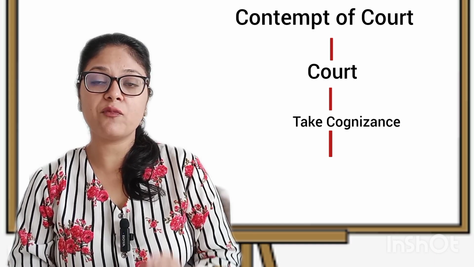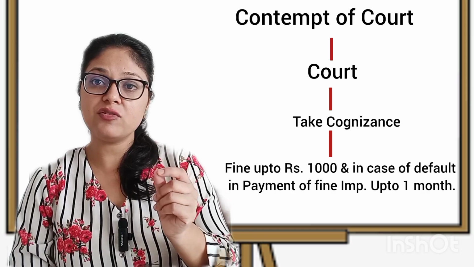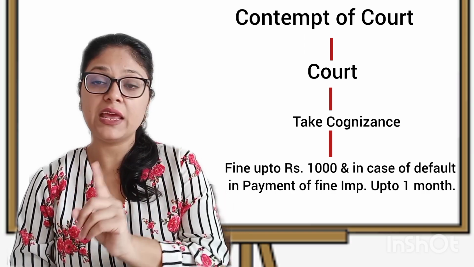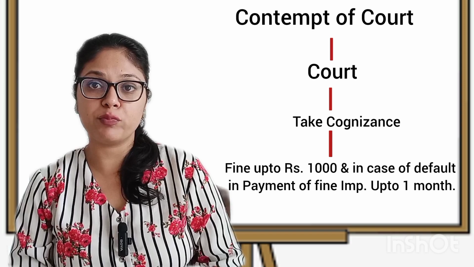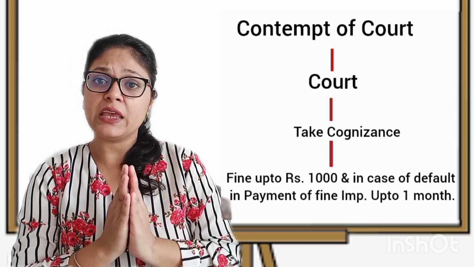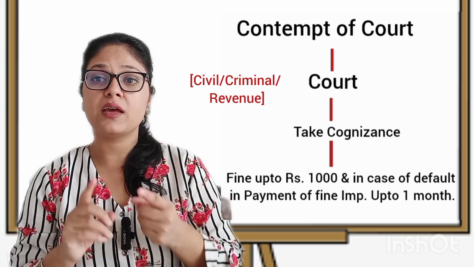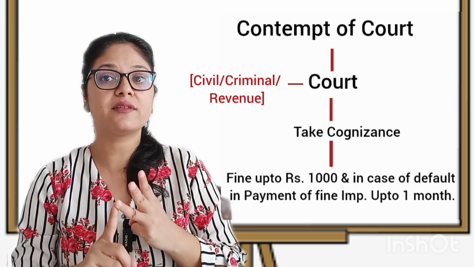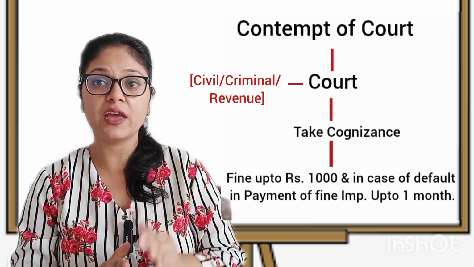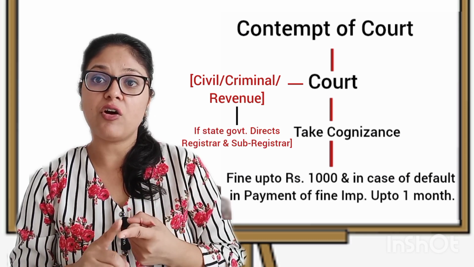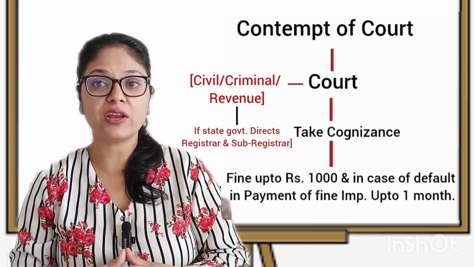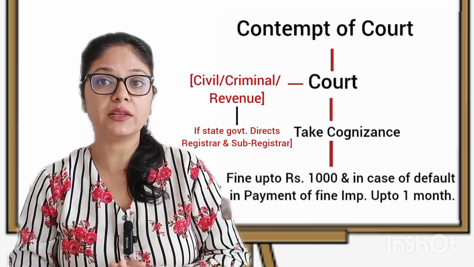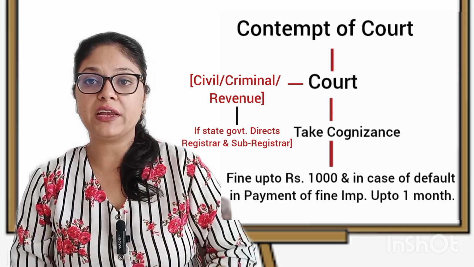The court can sentence him with fine up to ₹1,000, and in case of default in making the payment of the fine, imprisonment up to 1 month can also be given. It means for contempt the court can only impose fine and there is no imprisonment for it. Only in case of default of fine can imprisonment be given. Now, here for the contempt proceeding, the court means civil court, criminal court as well as revenue court. And the state government, if it wants, can also cover registrar or sub-registrar appointed under the Registration Act 1908 under the term court for the purpose of contempt proceedings.